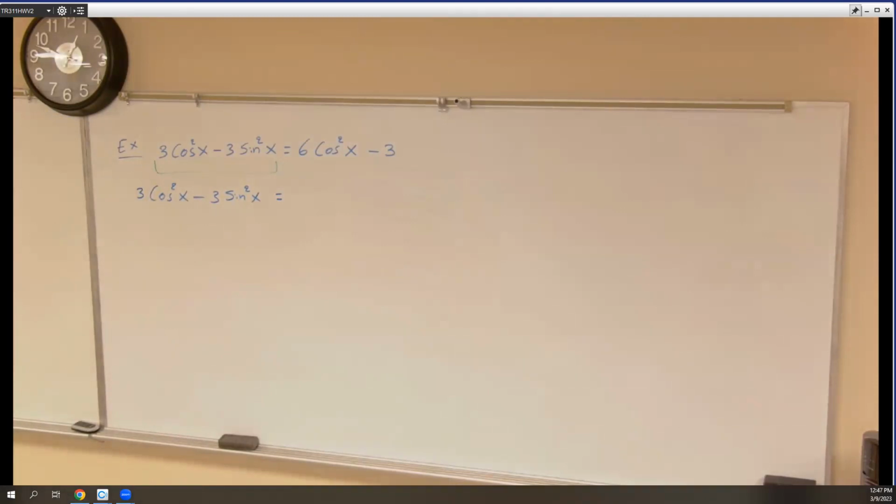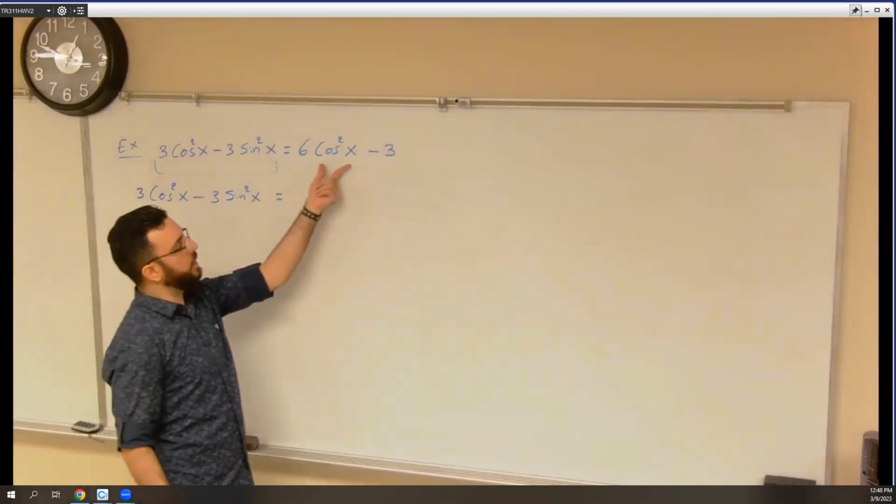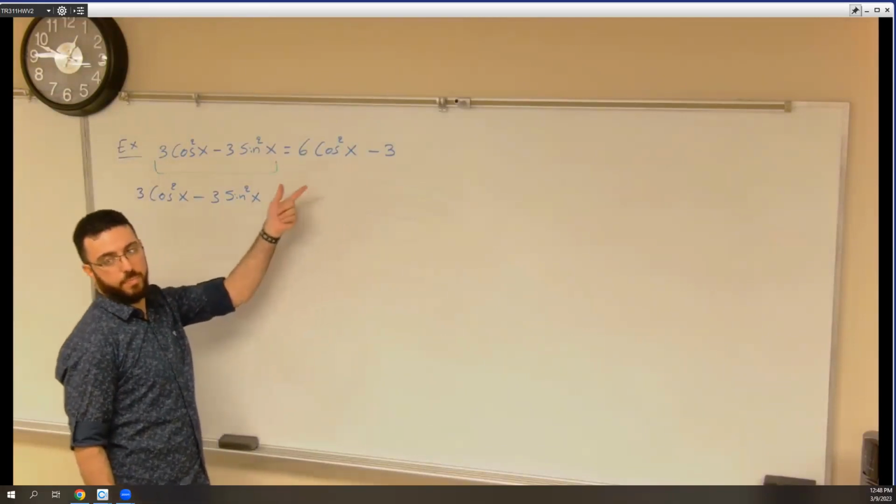Think about that. Check the result. What exists in the result? Cosine. Right? So we have to convert the sine to cosine, because my result, the other side, will only have cosine. That means there is no sine.